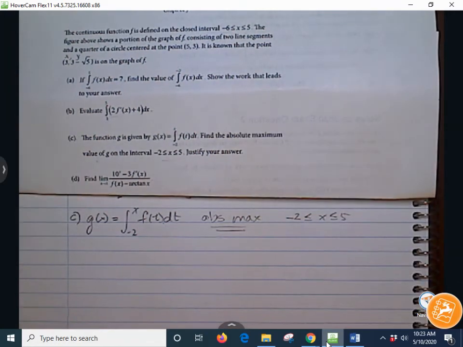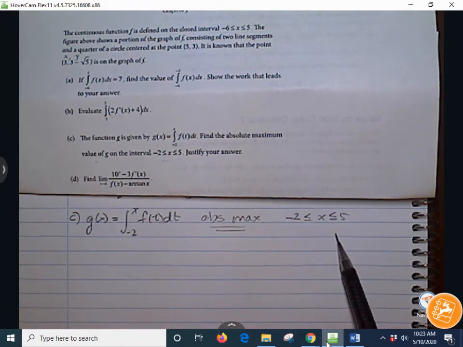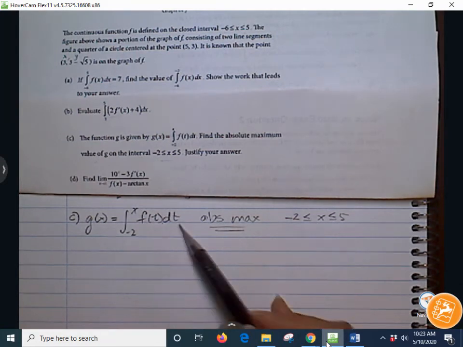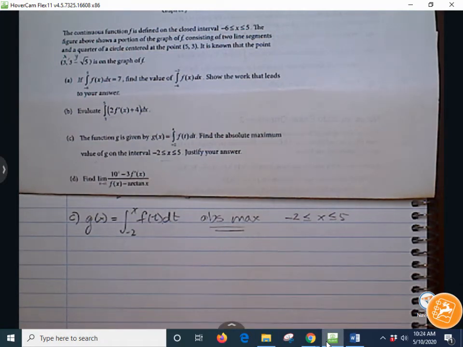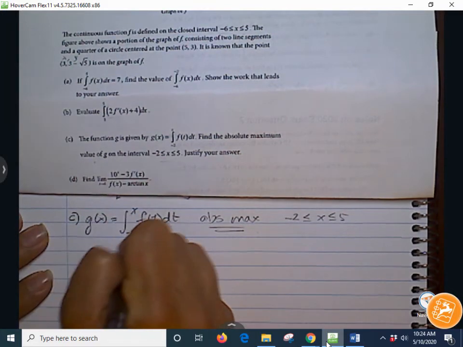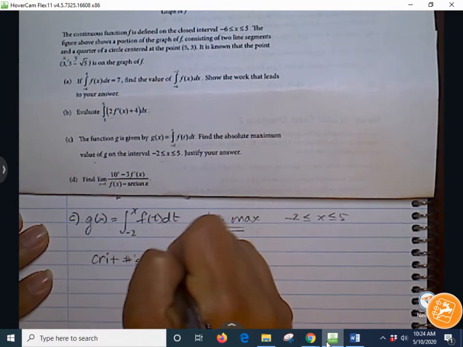Justify your answer. Okay, so absolute max, closed interval means closed interval method. And then I'm going to be using some FTC over here. All right, so closed interval method. Well, closed interval method, the first thing we want to do is find the critical numbers. So let's see, the critical numbers of g of x.